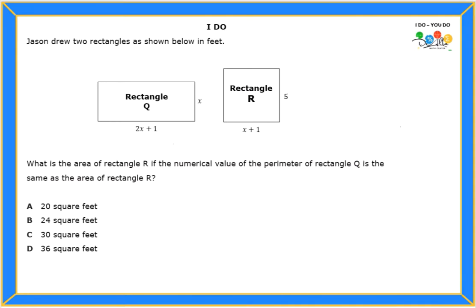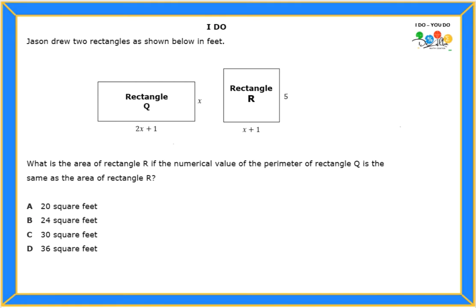Hello students, let's read the problem. It says, Jason drew two rectangles as shown below in feet. What is the area of rectangle R if the numerical value of the perimeter of rectangle Q is the same as the area of rectangle R?